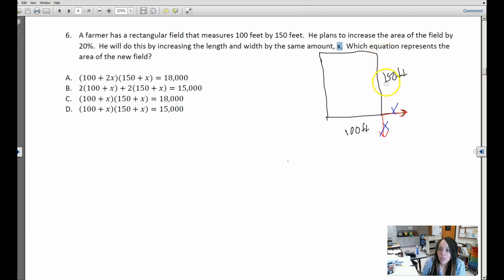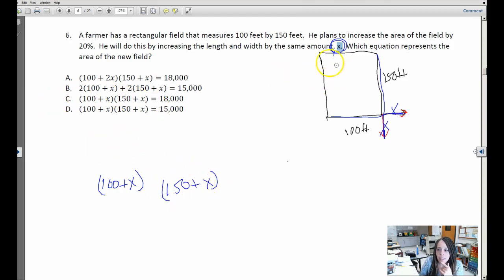Really, he means 20% of the entirety. We're going to achieve that by going further on our length and further on our width by a certain value. And the value is X. So this 100 plus the X this way, and then this 150 plus the X that way is going to give me some new information, okay? So the first thing I know is I'm going to have 100 plus X in one grouping, and then I'm going to have 150 plus X in another grouping, okay?